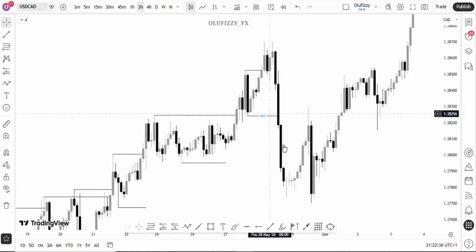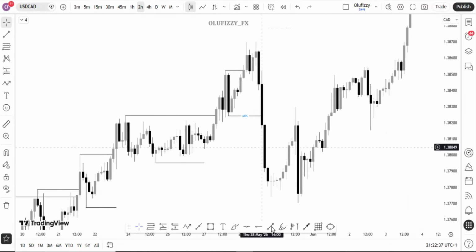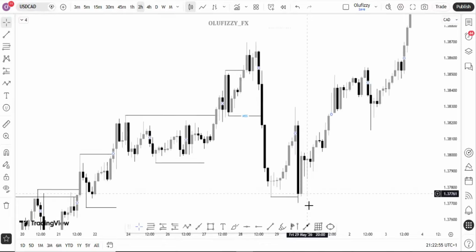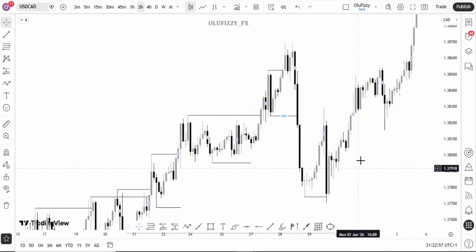After this market structure shift, we have this low, and price pulls back again. But when price is coming back, it doesn't break this low, so it gives us a break of structure. See that the body doesn't close below it, and from there, can you see what price did?